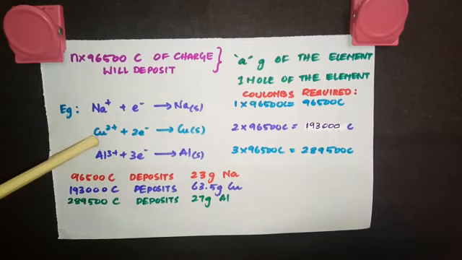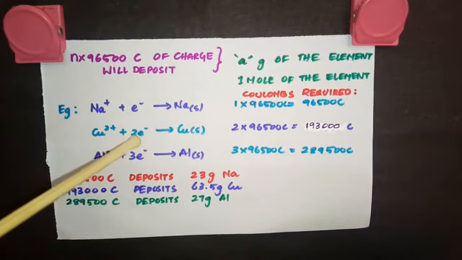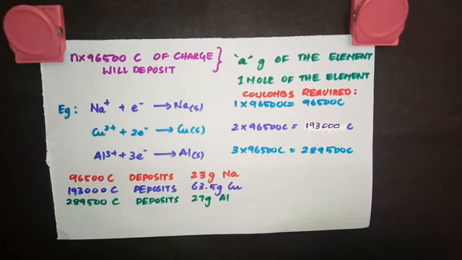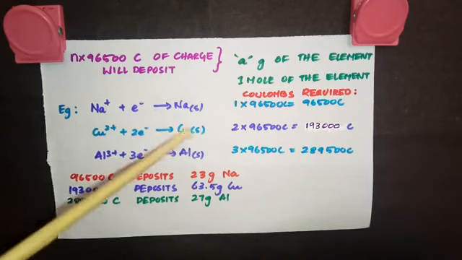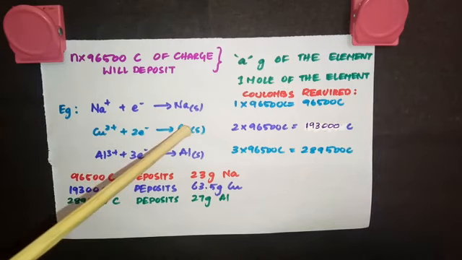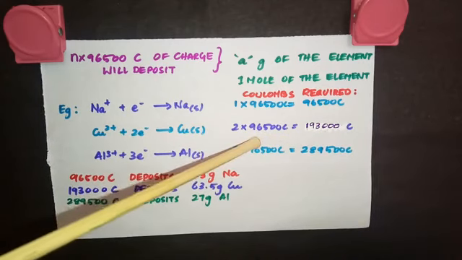Same way, look at this. Cu2 plus plus 2 electrons will give you Cu solid. Here n is equal to 2. So to deposit 1 mole of copper, or what is the atomic mass of copper? 63.5 gram. So to deposit 63.5 gram of copper, how many coulombs are required? 2 into 96,500 coulombs are required.